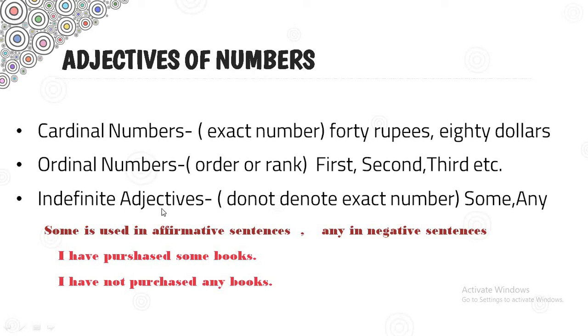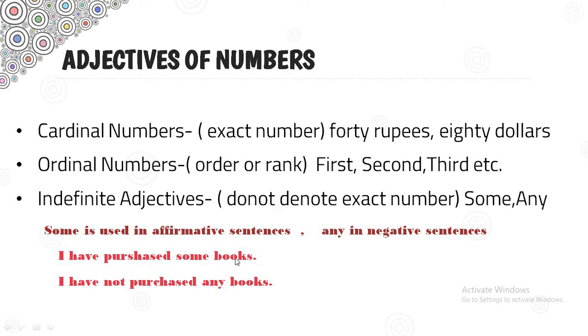Now there are indefinite adjectives which do not denote an exact number, as in some and any. It can be any amount, but it is not referring to the exact number. Generally some is used in affirmative, positive sentences, whereas any is used in negative sentences. Let us look at the example.